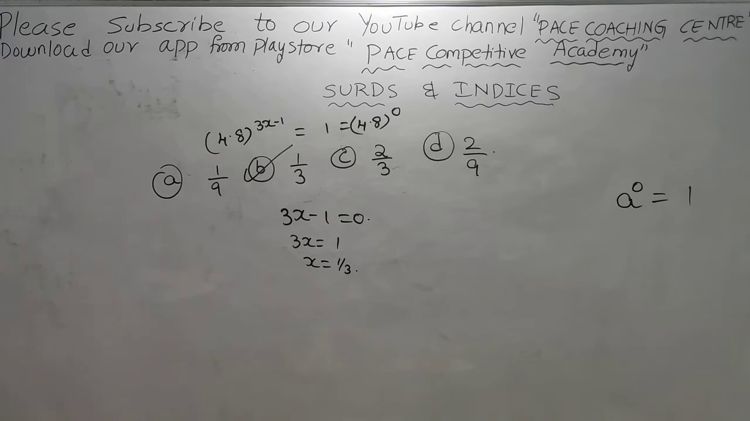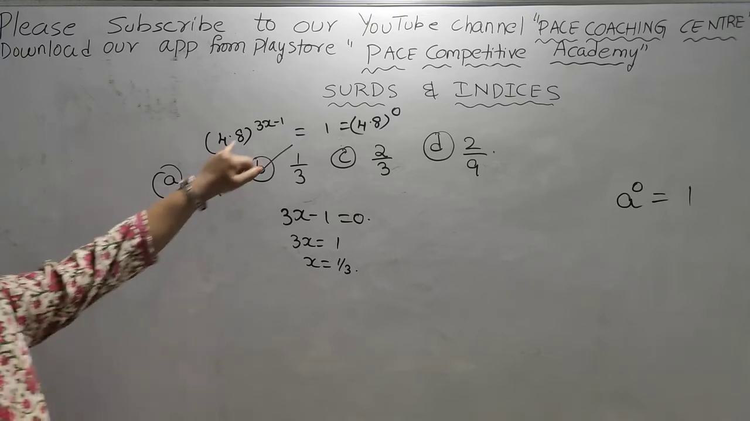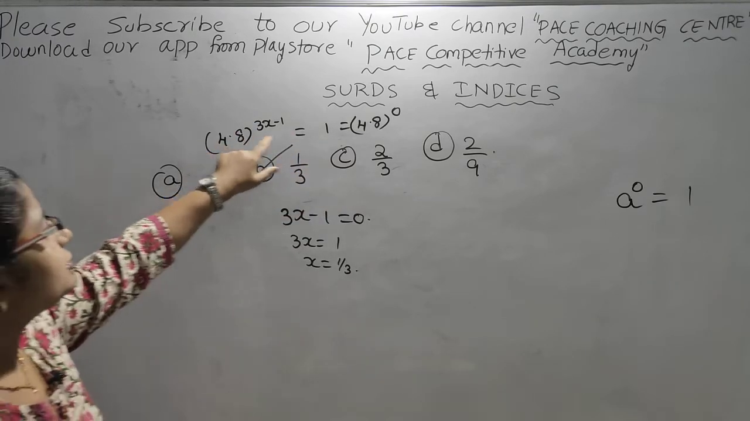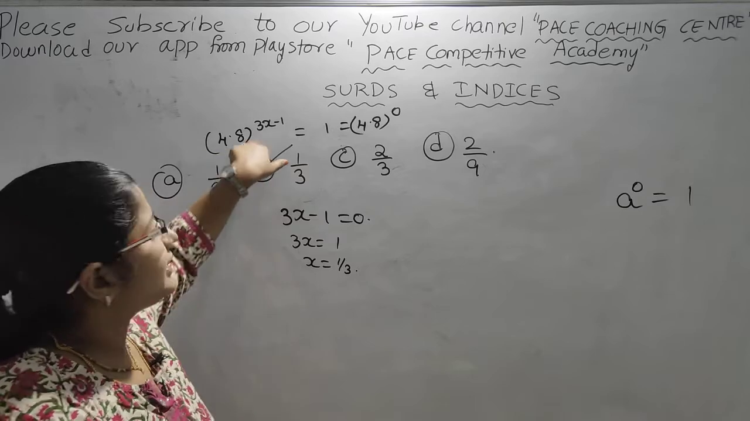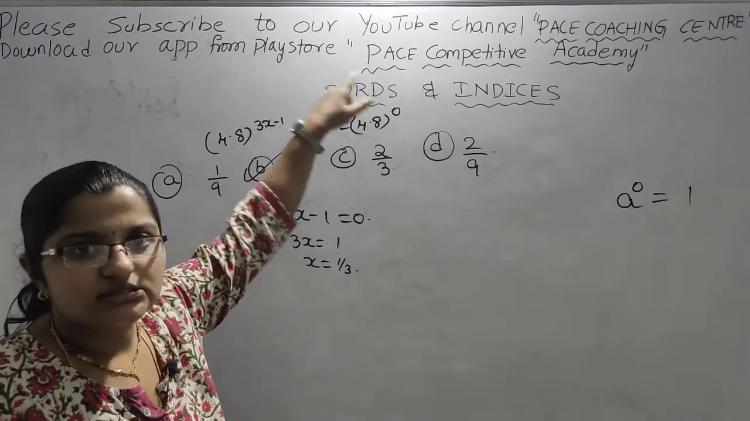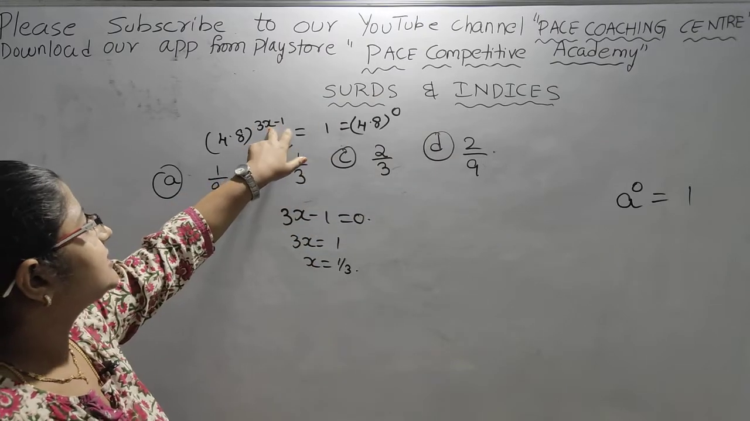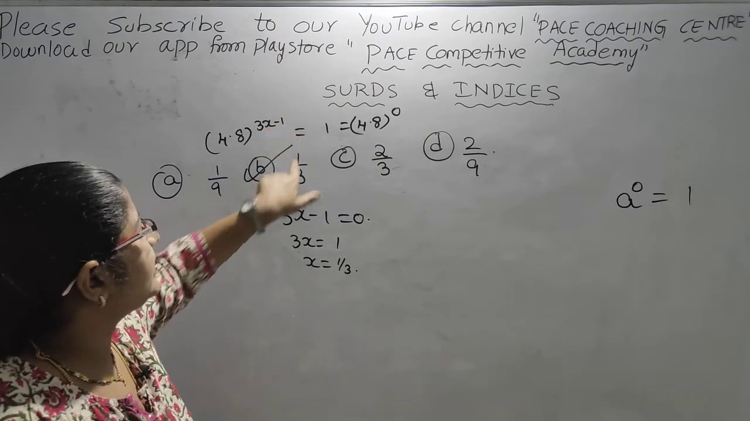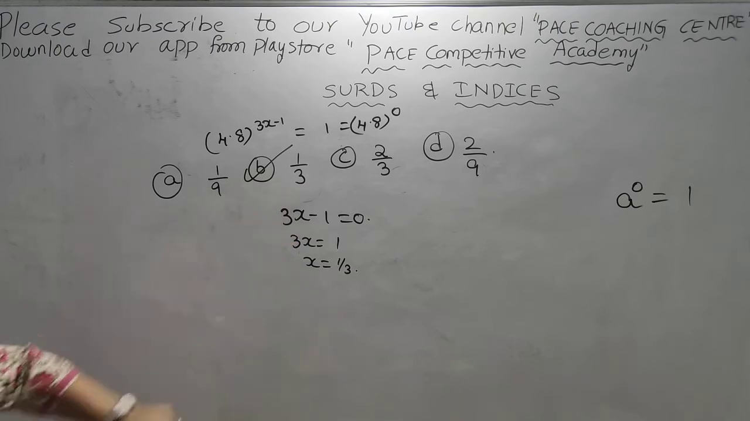By seeing the question itself, you need to answer it if such types of questions are asked. You know that 1 can be written as 4.8 power 0, so directly equate this power to 0. You will get 3x minus 1 equals 0, so x is equal to 1 by 3. So option B is the answer. Okay, coming to the next question.